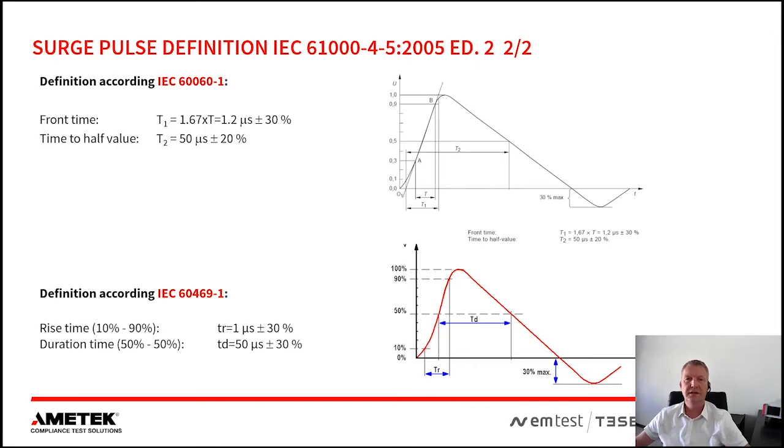The second definition is from the IEC 64691-1. The rise time is specified between 10 and 90% and should be 1 microsecond. Duration time is between 50 and 50% and should be 50 microsecond. Keep in mind, this was valid for just one generator.